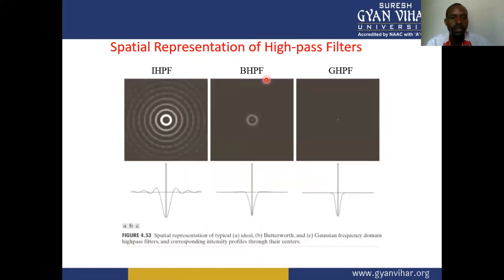So we have a spatial representation of the high-pass filters: the ideal, the Butterworth, and the Gaussian. For each one of them, you can see the corresponding intensity profile through their center.